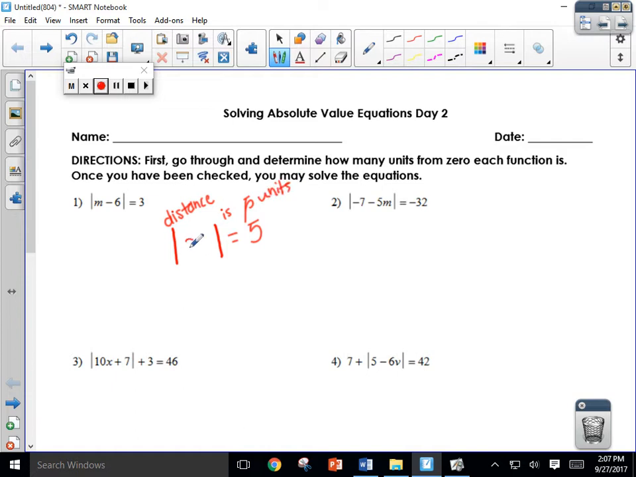It doesn't matter what's inside here. I don't care. It can be a heart for all anybody cares. The distance from 0 is 5 units. That's what that means. So let's look at that in terms of number 1.